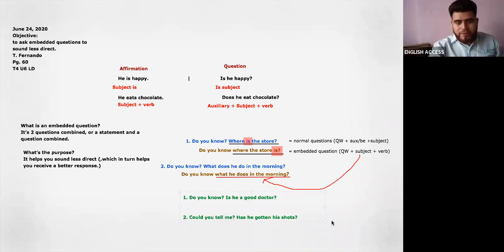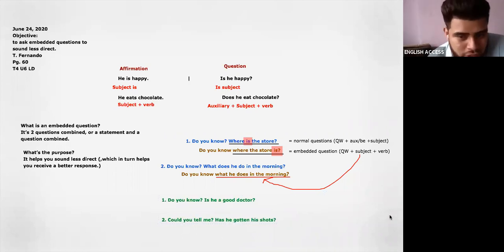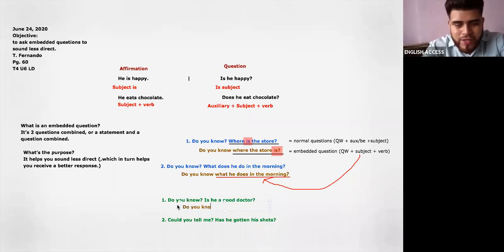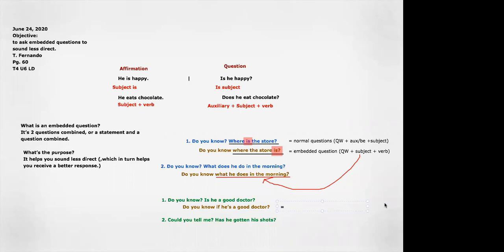All right, so check out this right here. Do you know, is he a good doctor? Could you tell me, has he gotten his shots? Look at how I changed this. Do you know if he's a good doctor? What did I add to this sentence? The word if, exactly.